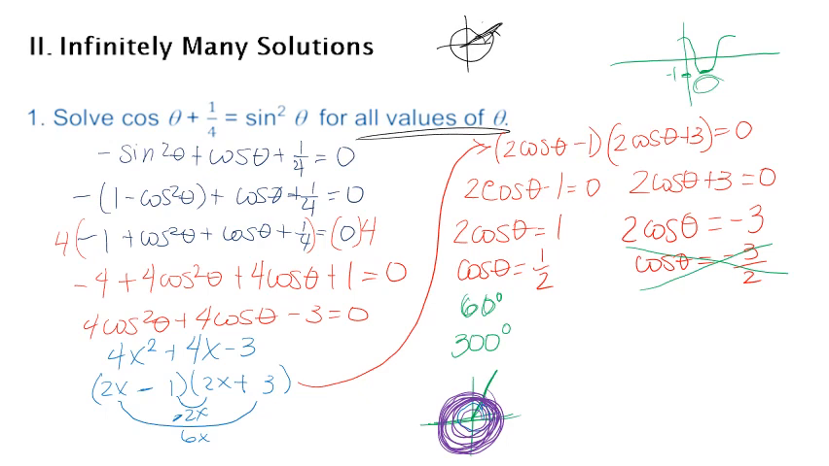We're going to have 60 degrees plus 360 times k, where k would be the number of times that you go around the circle. So 60 degrees plus 360 times k. All right, so those would be my answers for this particular type of question for all values of theta.